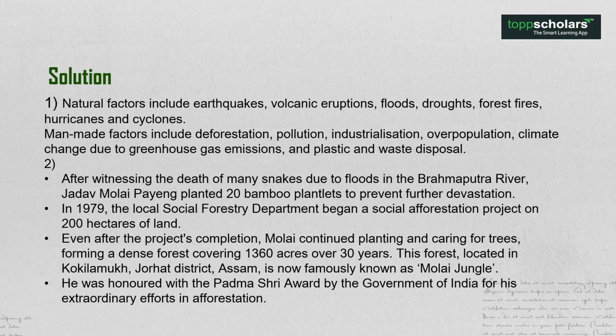Number 2. After witnessing the death of many snakes due to flood in the Brahmaputra river, Jadav Molai Payeng planted 20 bamboo plantlets to prevent further devastation. In 1979, the local social forestry department began a social afforestation project on 200 hectares of land. Even after the project's completion, Molai continued planting and caring for trees, forming a dense forest covering 1,360 acres over 30 years. This forest, located in Kokilamukh, Jorhat district, Assam, is now famously known as Molai Jungle. He was honored with the Padma Shri Award by the Government of India for his extraordinary efforts in afforestation.